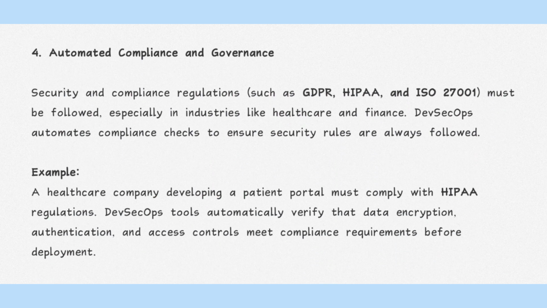4. Automated compliance and governance. Security and compliance regulations, such as GDPR, HIPAA, and ISO 27001 must be followed, especially in industries like healthcare and finance. DevSecOps automates compliance checks to ensure security rules are always followed.